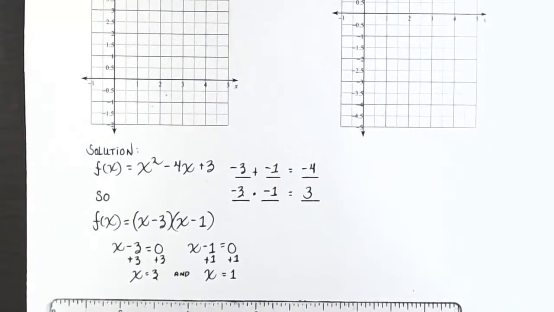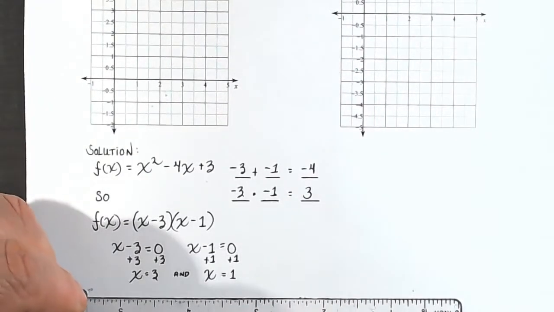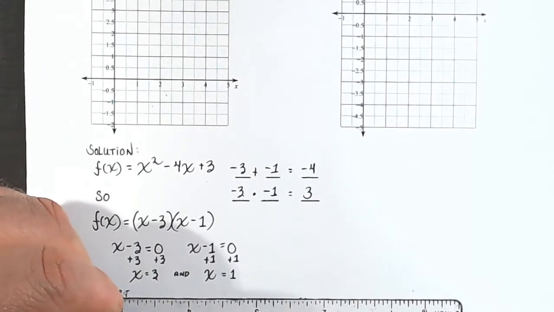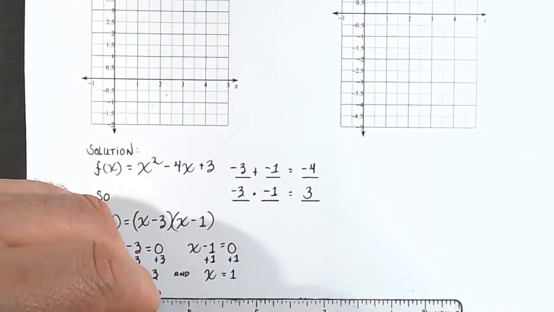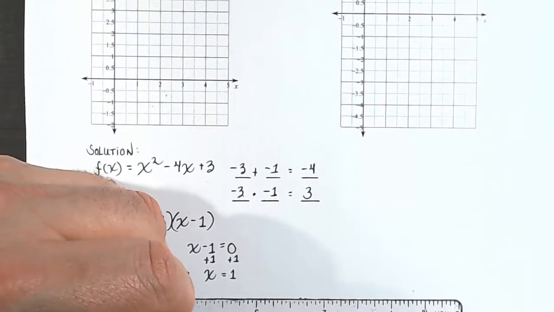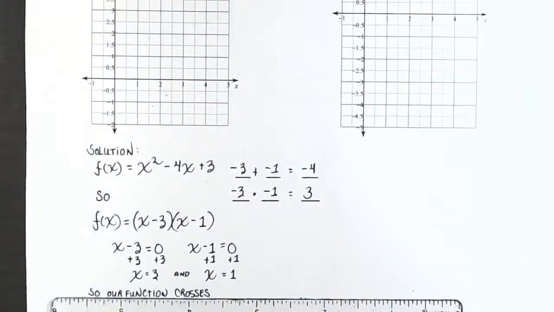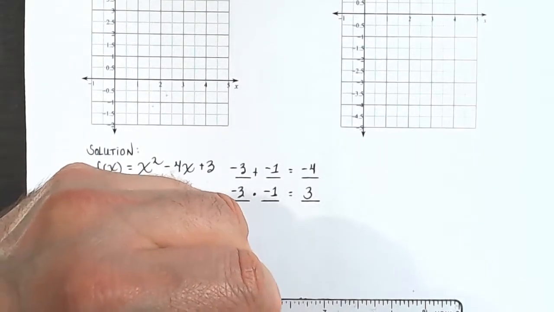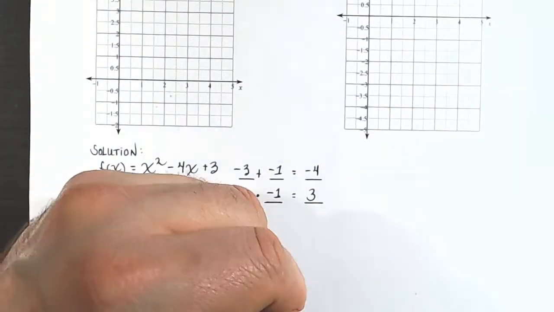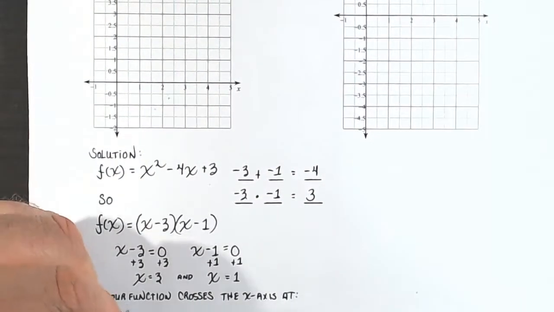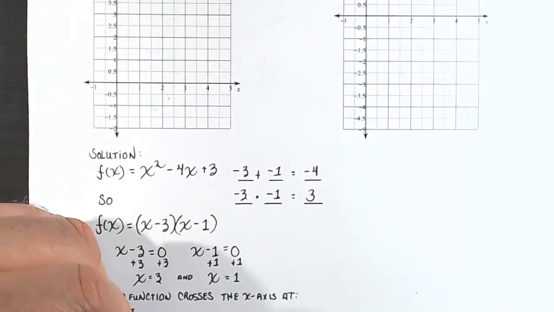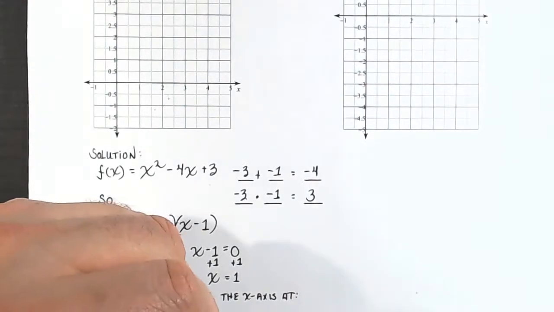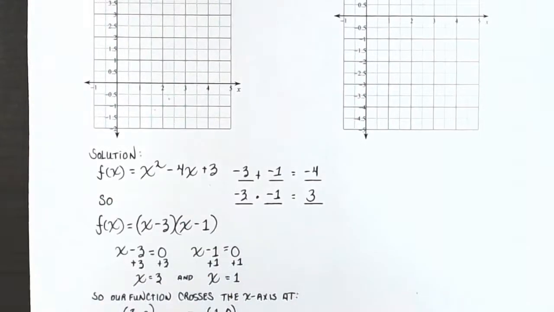Okay? Now we'll write out a little sentence here. So, our function crosses the x-axis at, and now I'll put coordinate pairs here. At where? At (3, 0) and at (1, 0). Okay?